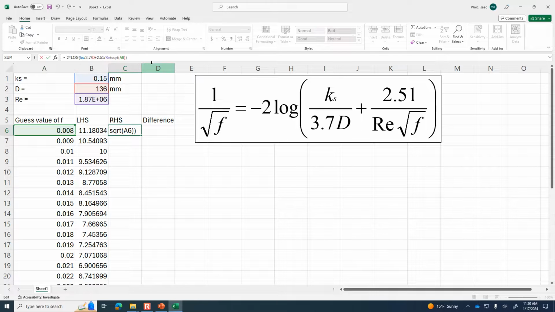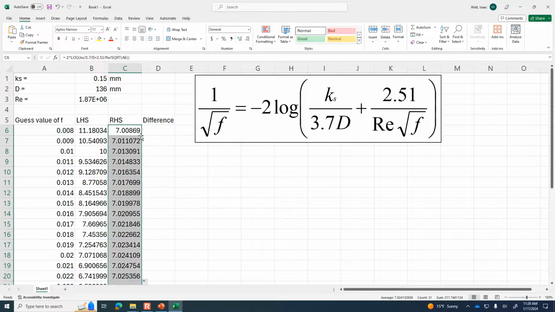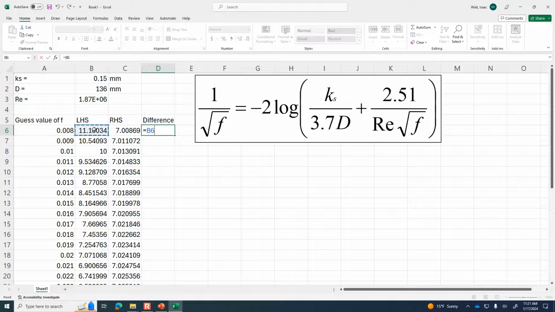Good catch. All right, square root. So now I can distribute that down, and all of the references here to K sub s and D and RE, those are all anchored, the same as if we'd used dollar signs when referencing B1, B2, and B3. So I double click here, and you see how the right-hand side equation is changing, and then I want to find the difference between the two.